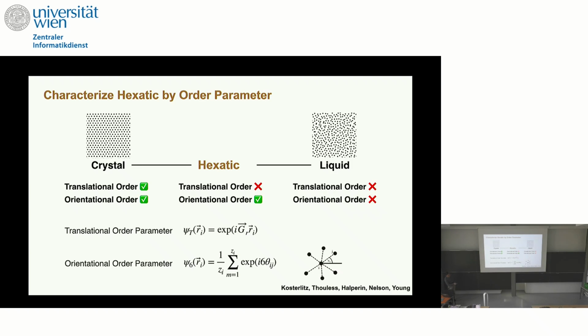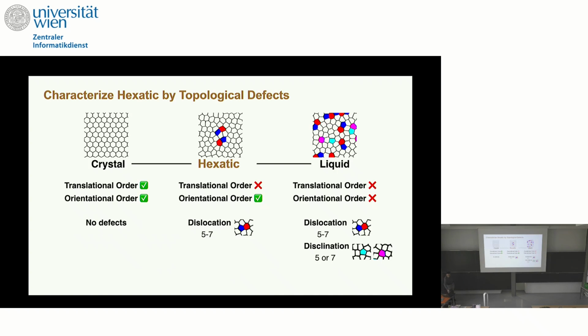Okay, so here are the order parameters for testing translational and orientational order that we're all familiar with. And then in terms of topological defects, one signature of the hexatic phase is the presence of these isolated dislocations, which are pairs of five- and seven-sided polygons. Whereas here, there are basically no defects, but on the liquid side you would have a mixture of both five-seven dislocations, but also sometimes they can break up into isolated fives and sevens.